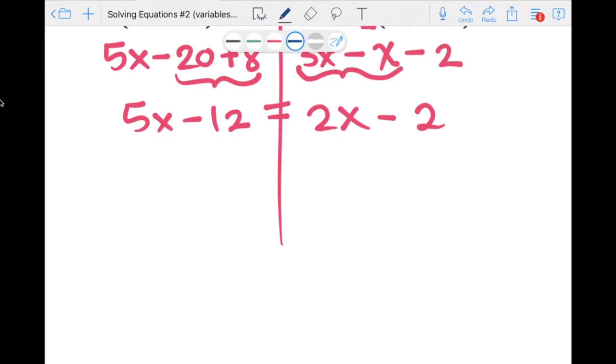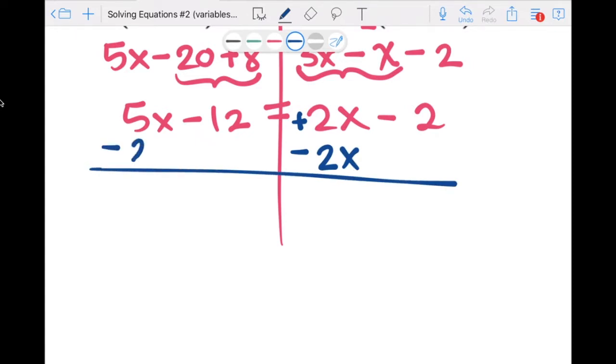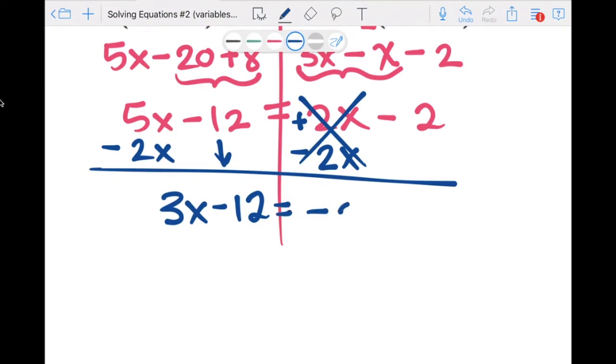So I usually try to keep my variable terms positive if possible. Because this is a positive 2x right here, I'm going to do minus 2x, because 2x minus 2x is 0, and whatever I do to one side, I do to the other. So 5x minus 2x gives us a 3x, and then I can bring down my minus 12. But on the right side, this is canceled, so I'm left with a negative 2. Now, what is keeping the variable from being isolated?